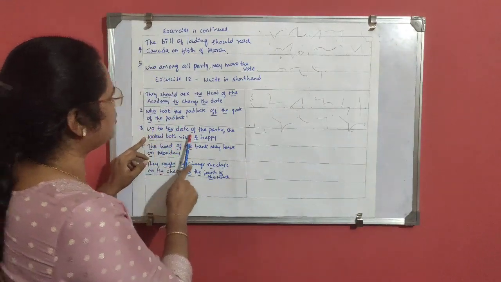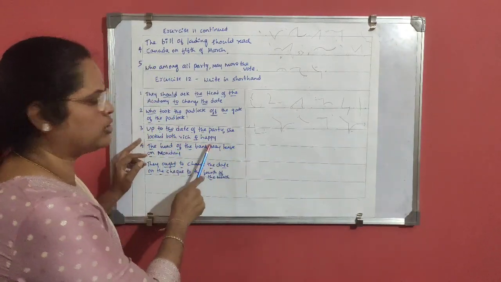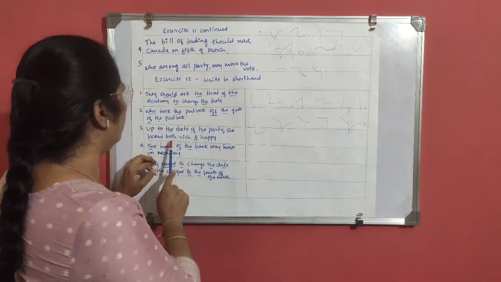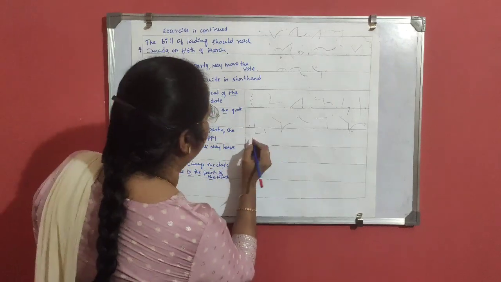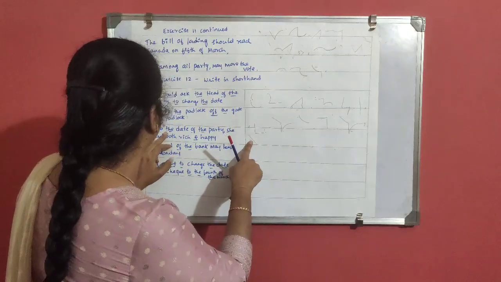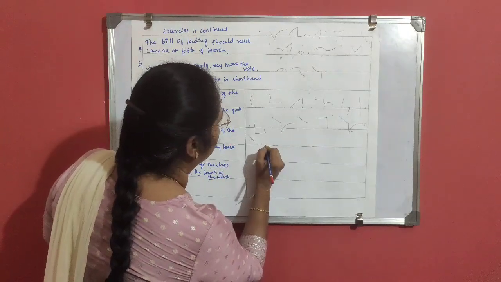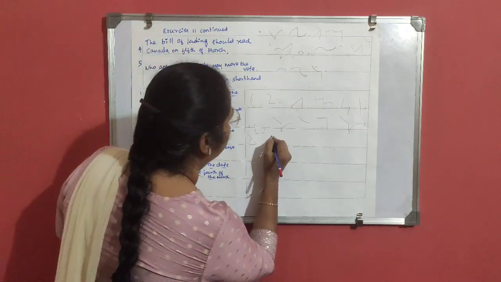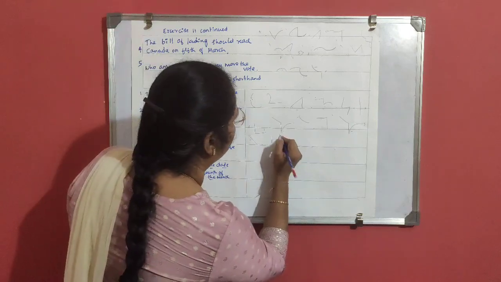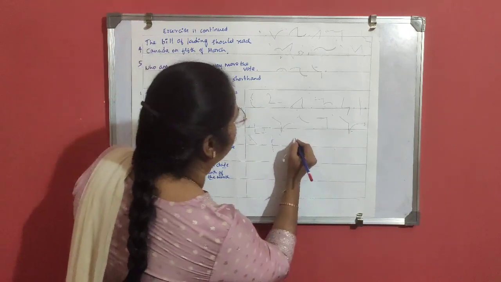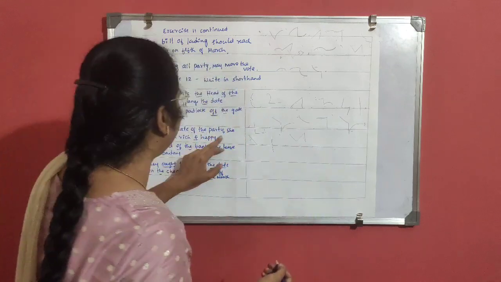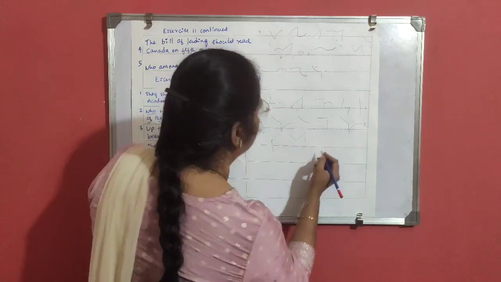The next sentence is: up to the date of the party, she looked both rich and happy. To, grammalogue. The, grammalogue. Of, grammalogue. The, grammalogue. And, grammalogue. Up to the, this vowel we have to write, up to the, grammalogue. The, grammalogue. Date, D, T, second place, of. Then the party, P, R, T, after P, a vowel, after T, E vowel, comma.